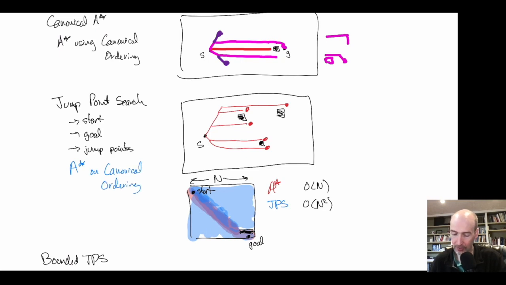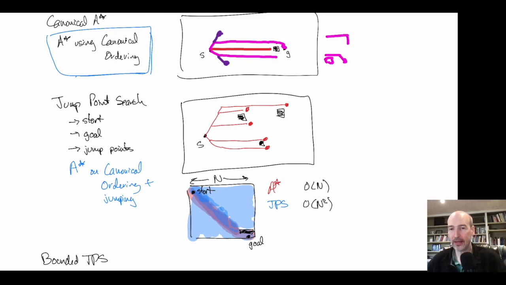The same as we set it up here. This is A star on the canonical ordering. This is A star on the canonical ordering plus jumping. Okay. So the idea here is we've actually reformulated our state space.